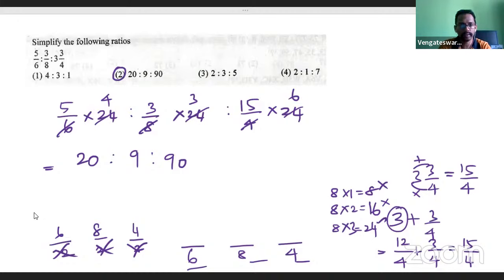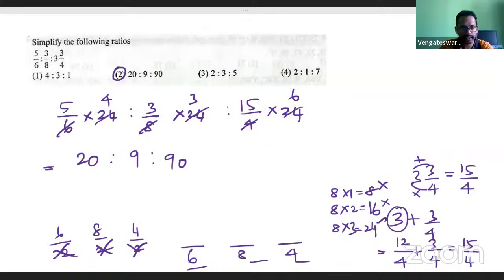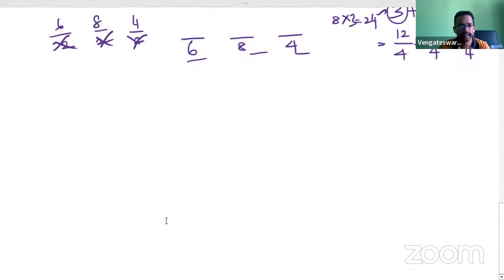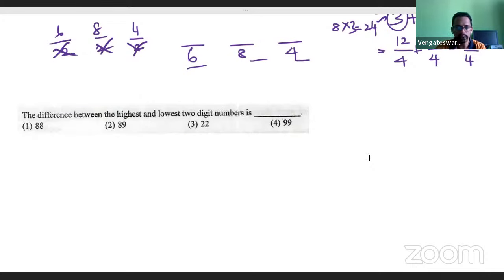Okay, all right. Now I'm going to give you one bonus freebie. Try the next question. The next question is here. Just a basic question from numbers. What is the difference between the highest and lowest two-digit number? Come on, get me the answer. Not more than a few seconds. You can easily crack and give your answer.